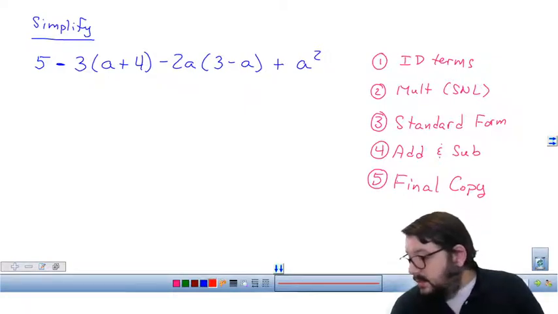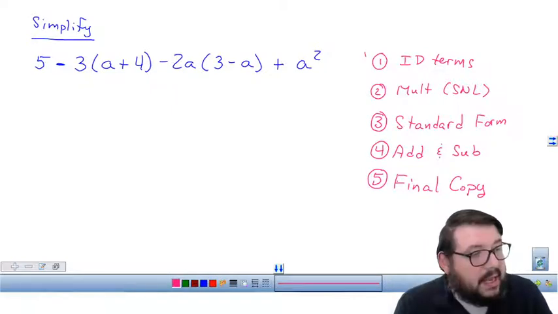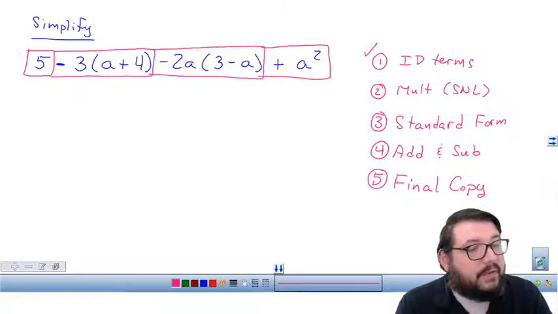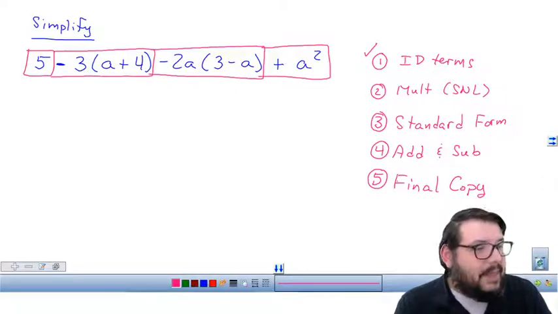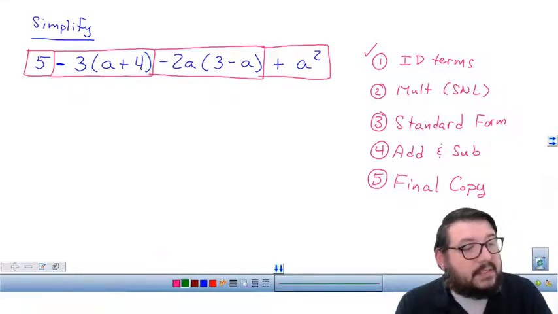Now this one I made a little bit longer on purpose. The same steps apply. Identify your terms. Now if you're wondering what's he doing identifying terms, what does that mean? There's a video. Go watch it, please. Okay. Now, what about when we multiply? We need to look for parentheses in our terms.